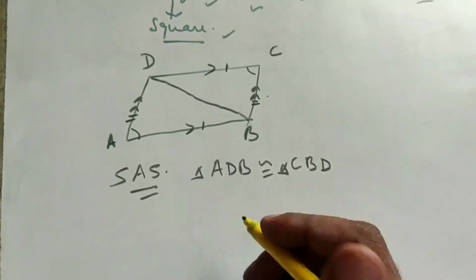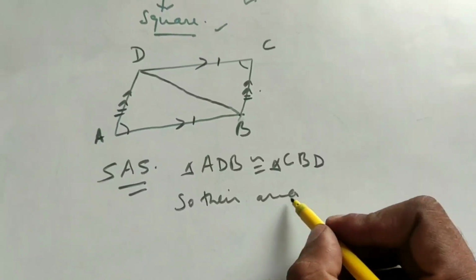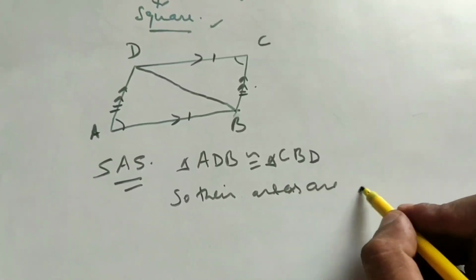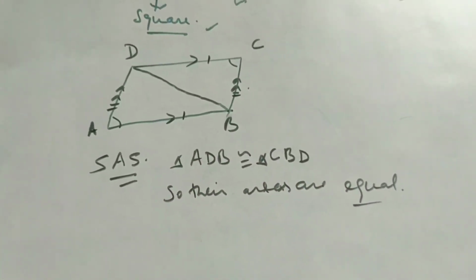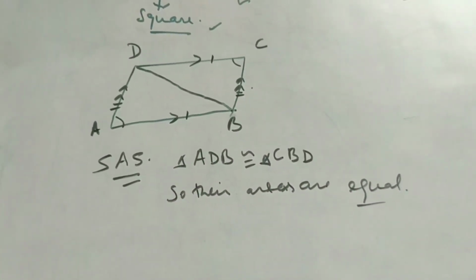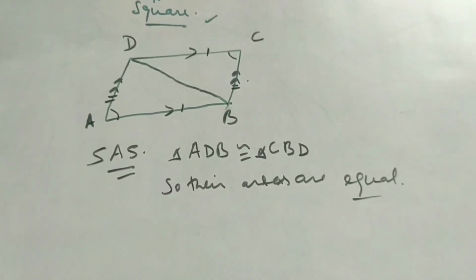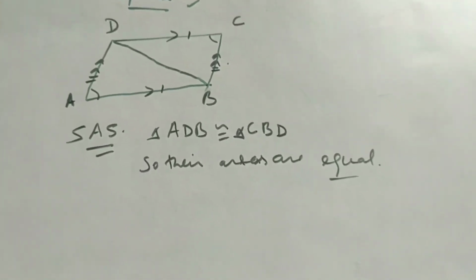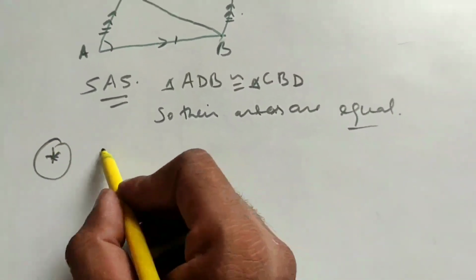Now these two triangles are equal, so their areas are equal. By the definition of congruency, we know that these two parts will overlap each other, will superimpose each other. If they superimpose each other, it means their areas are equal. Okay. Next, we discuss the rectangle.